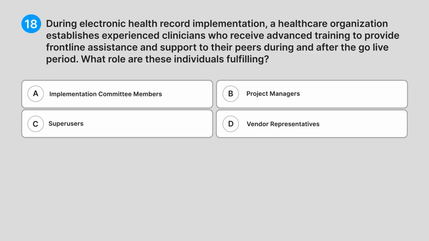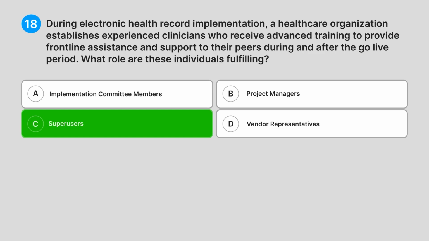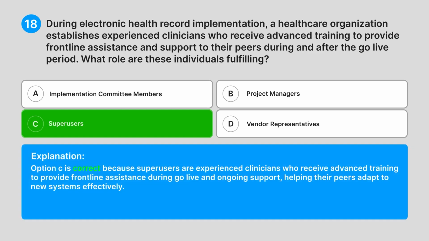Correct answer, C. Super users. Explanation: option C is correct because super users are experienced clinicians who receive advanced training to provide frontline assistance during go-live and ongoing support, helping their peers adapt to new systems effectively.